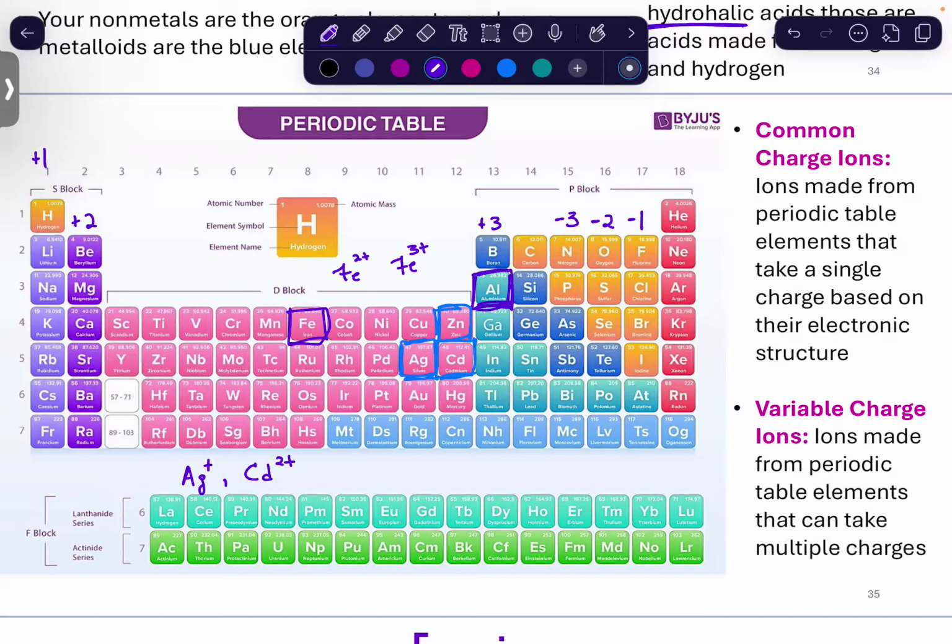Cadmium will always have a charge of +2. Zinc will have a common charge of +2, and aluminum will have a common charge of +3. Again, I want you to know these exceptions because this is going to affect how you name compounds.